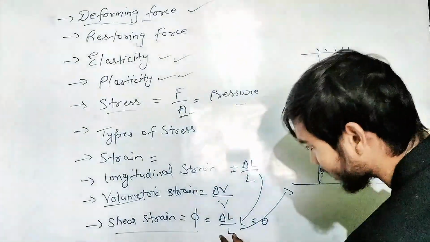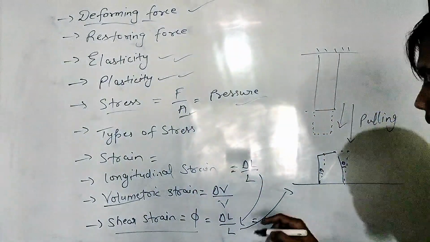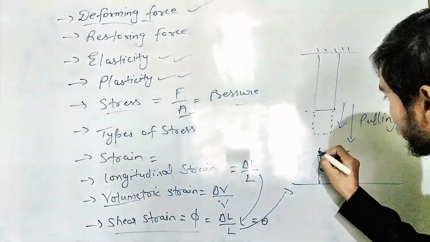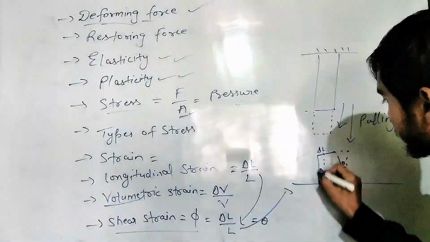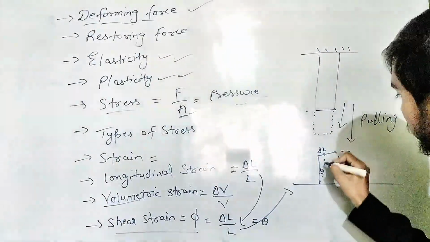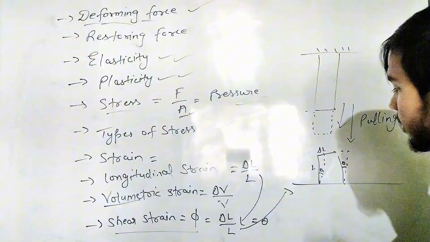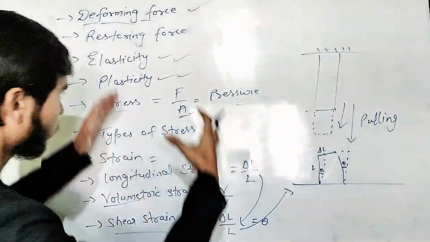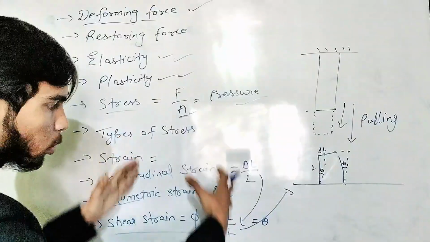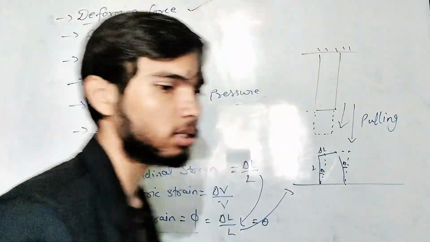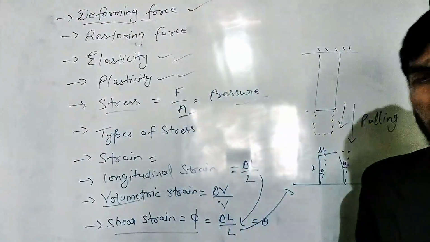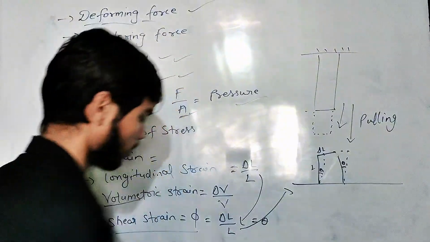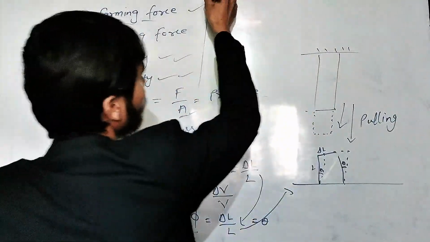Let me explain how this change in length upon L came. We consider this as the change in length, and this side of the line we consider as the original length. Clear? Now we are going to connect all this to understand Hooke's law. So let me explain Hooke's law over here.